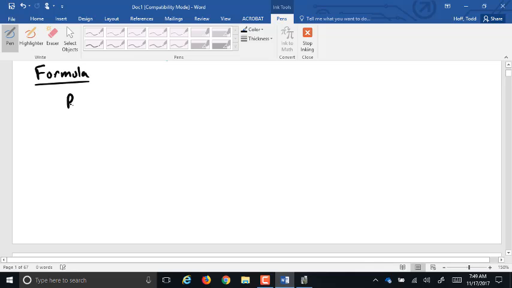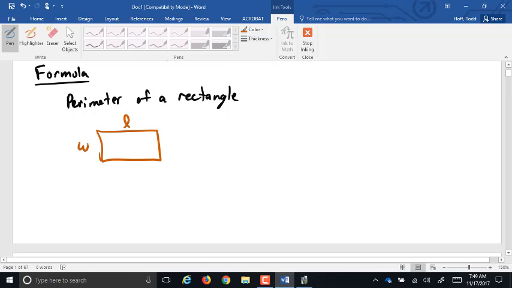And the formula we're going to look at is perimeter of a rectangle. If we have a rectangle that has a length and a width, the perimeter of a rectangle is given as 2 times the length plus 2 times the width.